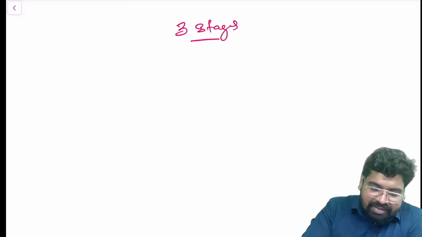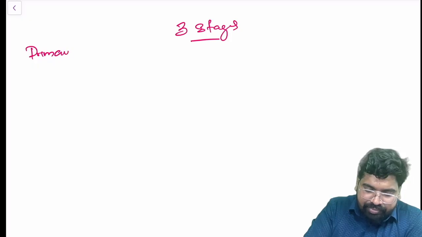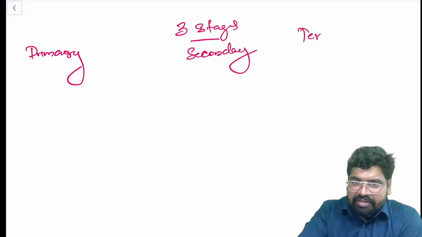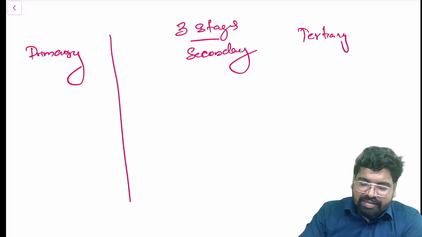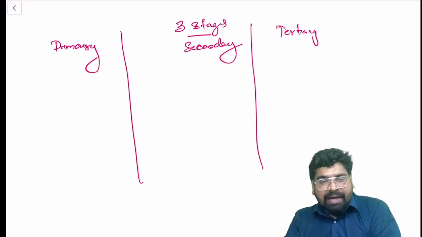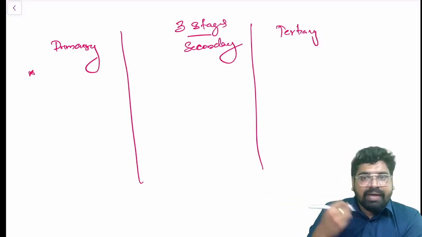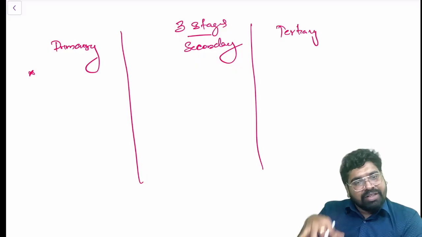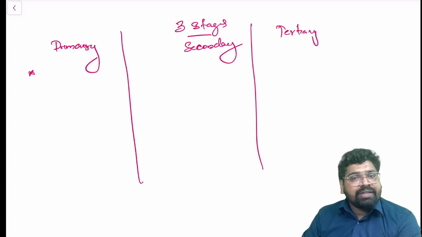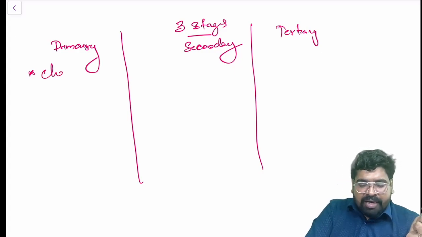The first stage is called the primary stage. Okay, the second stage is called the secondary stage, and the third stage is called the tertiary stage. Now, we can easily learn what is there in the primary, secondary, and tertiary stages. In the primary stage, the lesion will appear on the oral cavity or in the genital region. Syphilis is actually a sexually transmitted disease. The primary lesion is called a chancre.